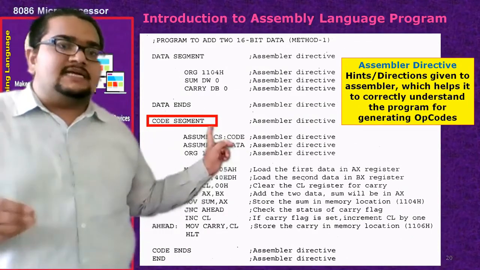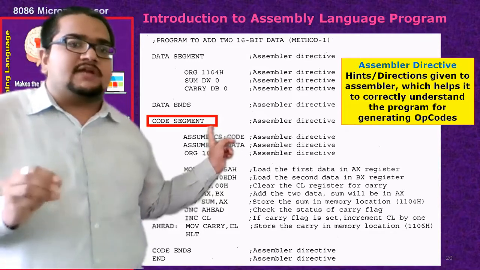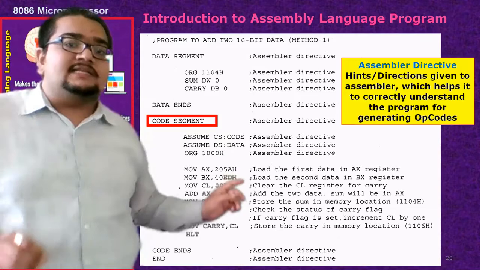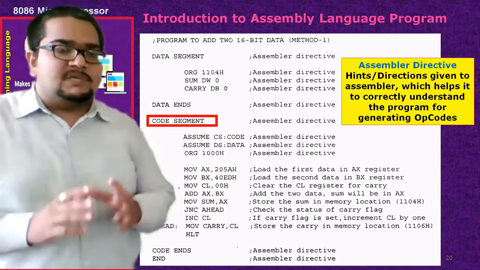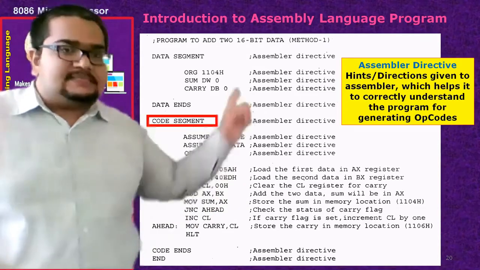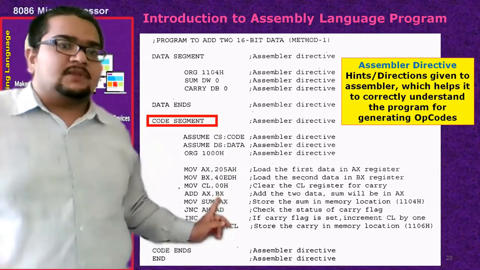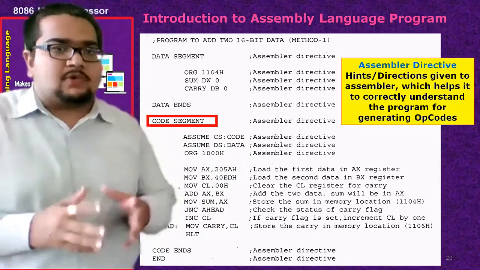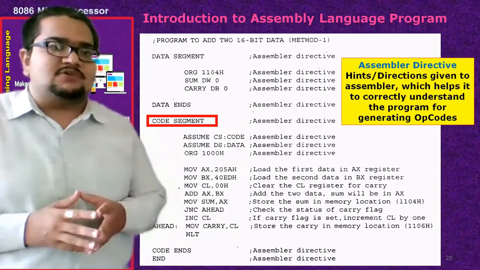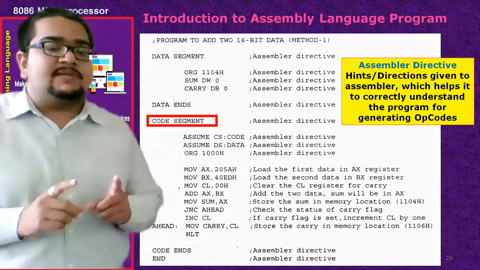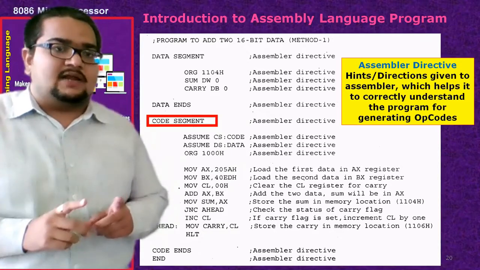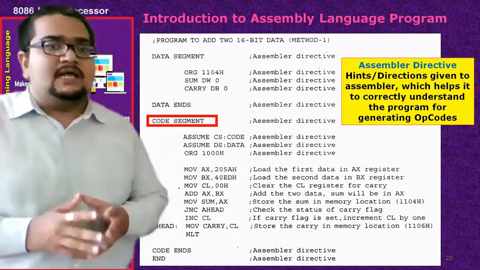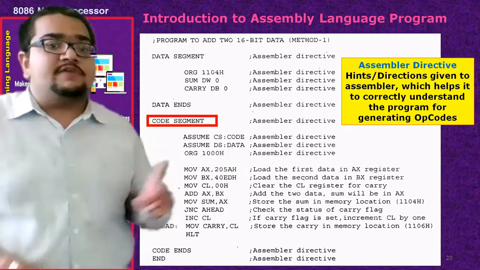Assembly directives are some type of hints or directions given to the assembler, such that it can translate the assembly code into the machine code. Machine code is binary, zeros and ones. This is assembly code; assembly code humans can understand. Machine code a computer or a processor can understand, which is basically zeros and ones only. So the assembler acts as a translator here.